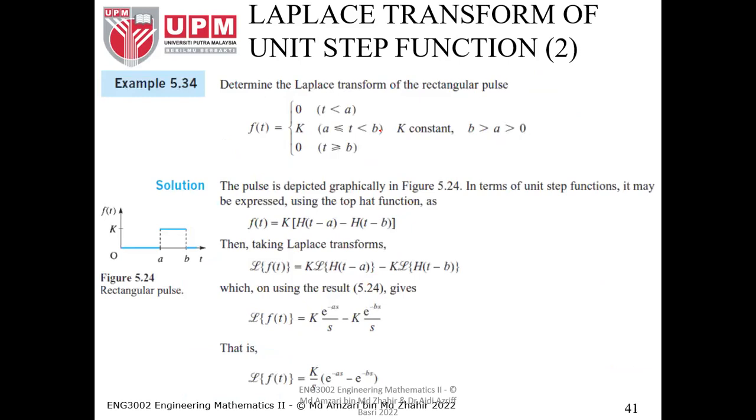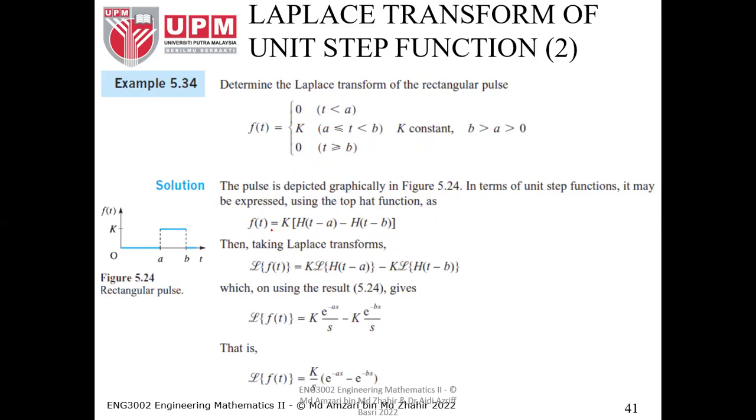So we go for the examples. Determine the Laplace transform of a rectangular pulse. We know the first function is 0, where t is below a. The second function is k, where t is between a and b. And the third function is 0 when t is bigger than b. The pulse is depicted graphically in figure 5.2. In terms of the unit step function, it may be expressed using the top hat function as f(t) equals k times h(t minus a) minus h(t minus b).